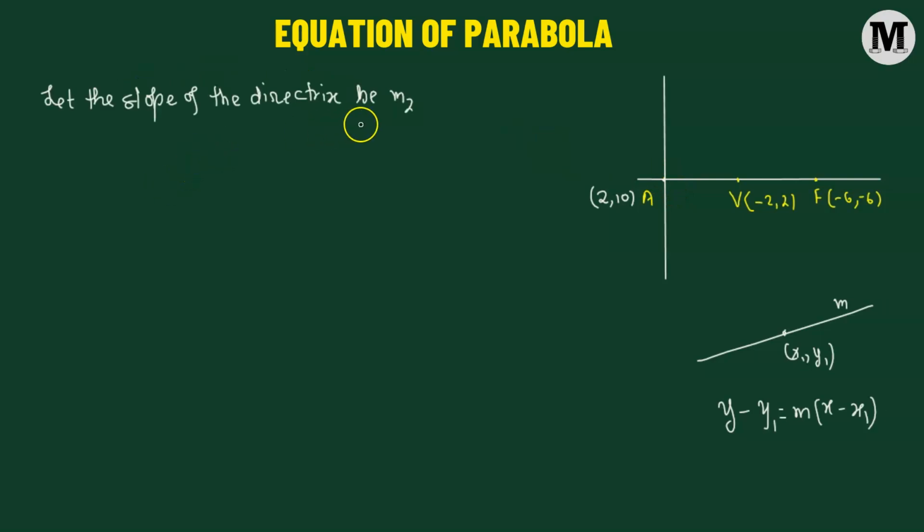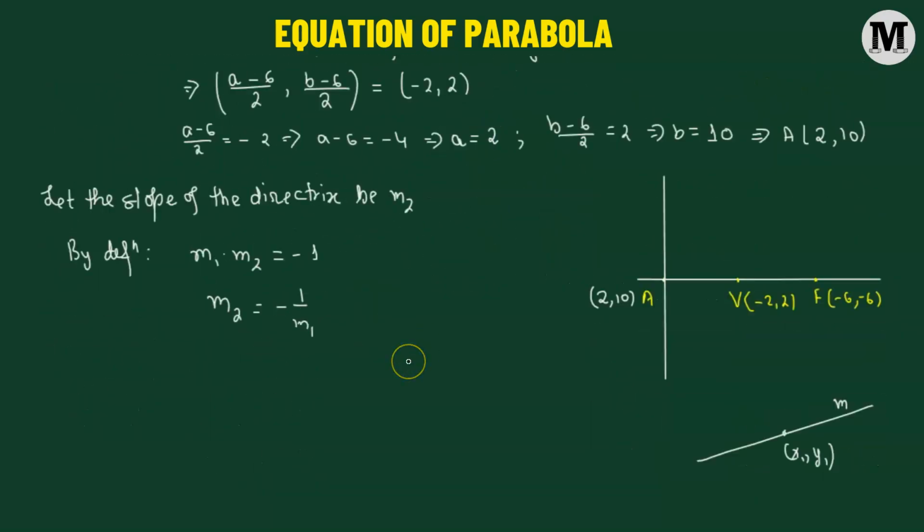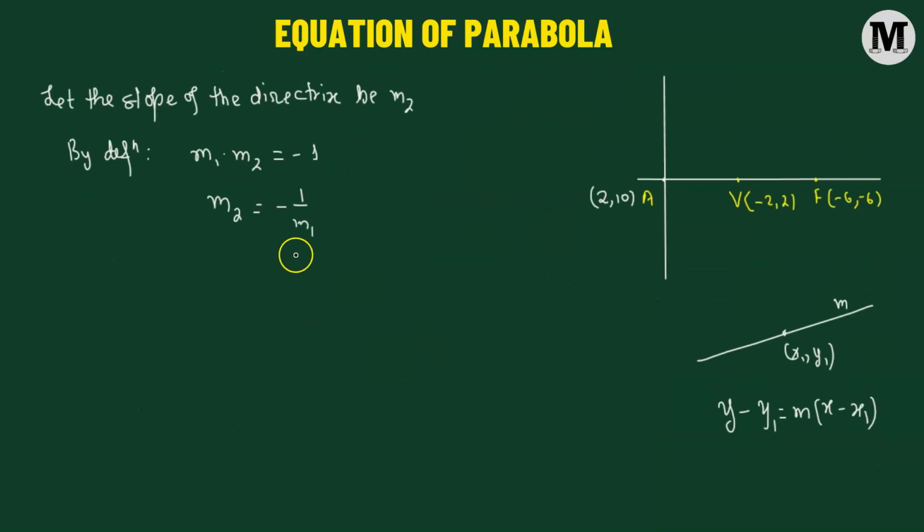So we'll consider the slope of the directrix to be m2. Now by definition of straight lines, we know that the product of m1, where m1 is the slope of the axis of symmetry line, and m2, the product is always equal to -1. So that means m2 will be equal to -1 over m1. And we have already obtained the value of m1. So m1 came out to be 2. So that means the slope of the directrix will be equal to -1/2.